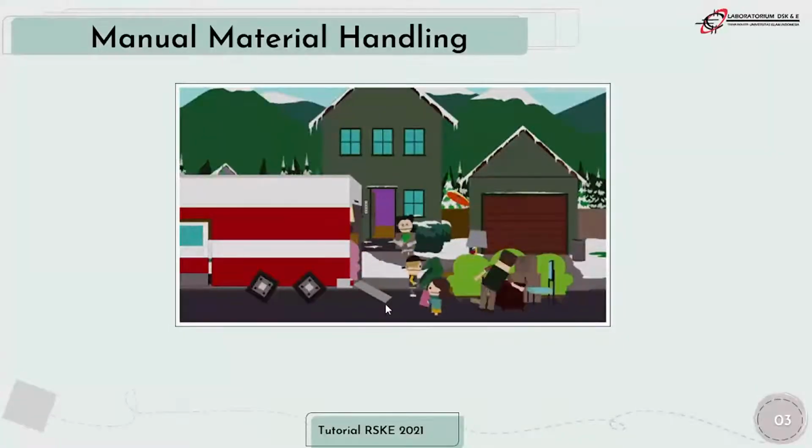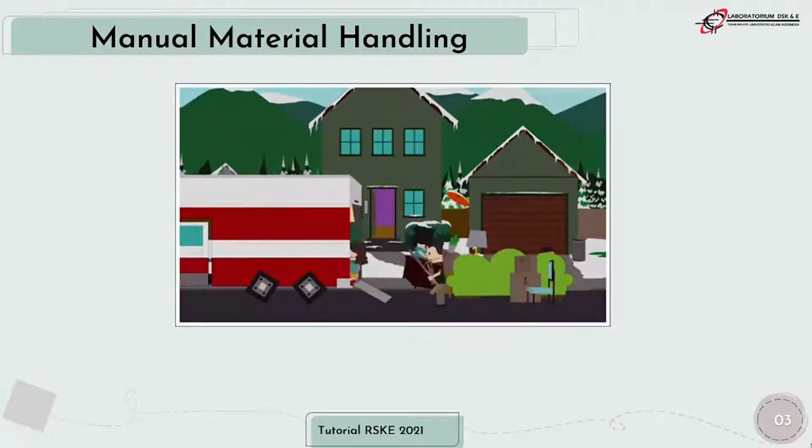As you can see in the illustration, there are some people moving their household furniture into a truck. When they are moving the goods, of course, they will carry out lifting and lowering activities. Lifting and lowering activities here are one of several activities in manual material handling. If lifting and lowering is done repeatedly and in the wrong way, it will be dangerous for the person and can cause low back pain.